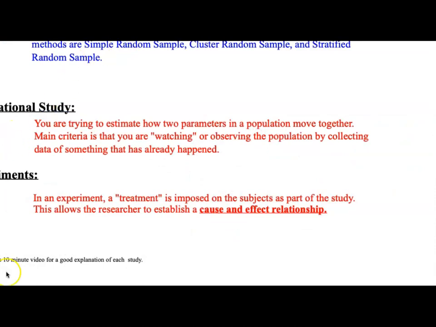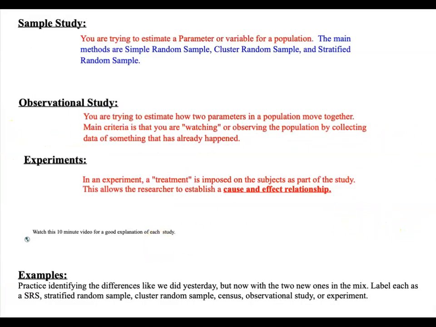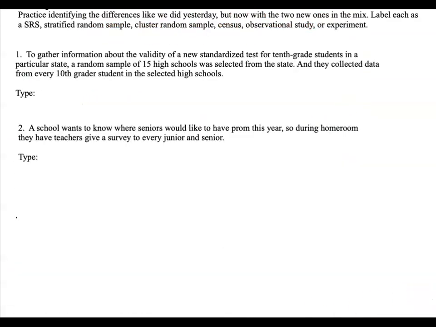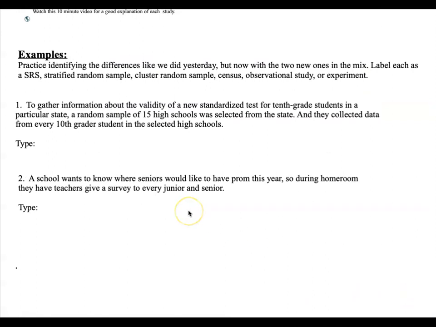Let me make the screen bigger here. And so let's go to the examples. And so today, some of the things from yesterday will still be here, but we've got a few others added in. So it says, practice identifying the differences like we did yesterday, but now with the 2 new ones in the mix. Label each as a simple random sample, a stratified random sample, a cluster random sample, a census, an observational study, or an experiment.